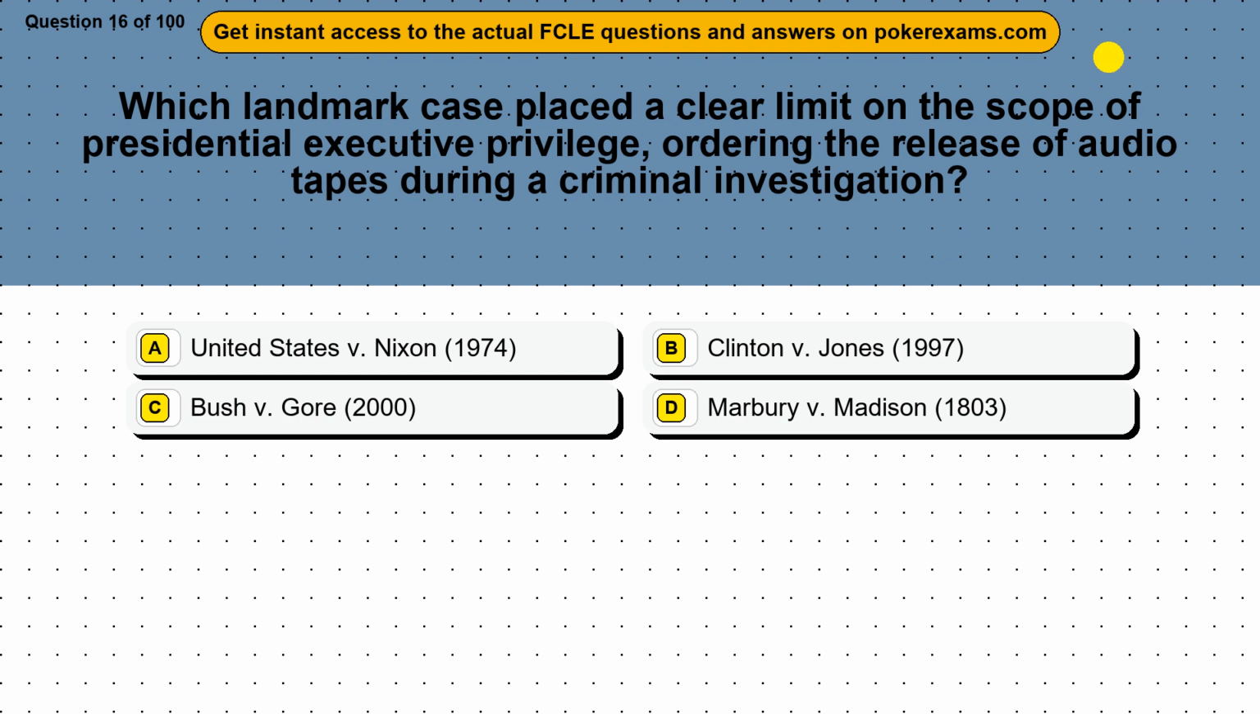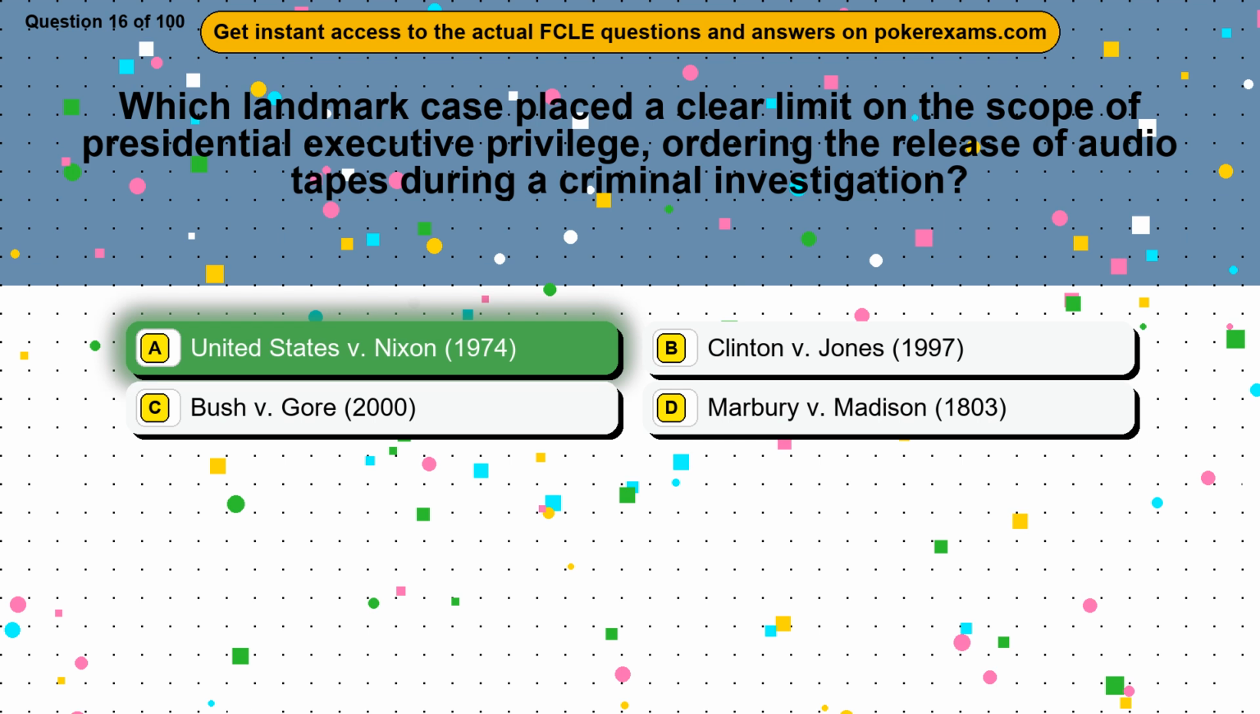Nixon, 1974. Option B, Clinton v. Jones, 1997. Option C, Bush v. Gore, 2000. Option D, Marbury v. Madison, 1803. The correct answer is option A, United States v.